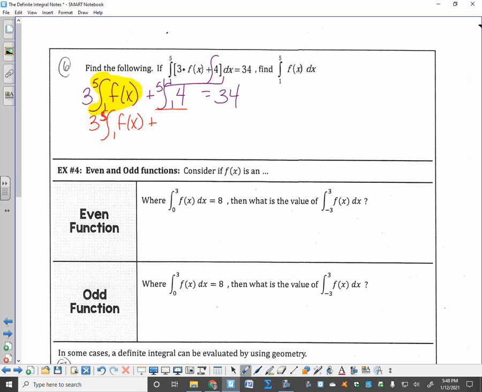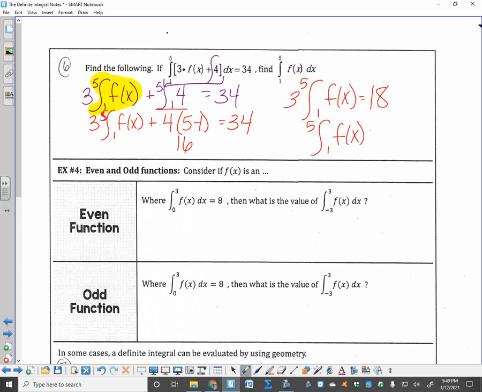Now this one is a constant. I can figure it out. It's 4 times 5 minus 1. 5 minus 1 is 4. That's a 16. Then I just got to subtract 16 over and divide by 3. Let's see. 34 minus 16, 18. Then divide both sides by 3. Ta-da! Ooh, that was good. I like that one.